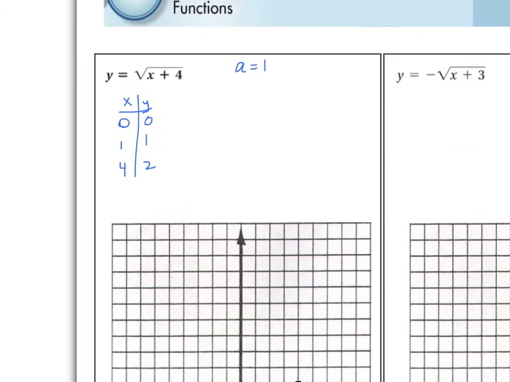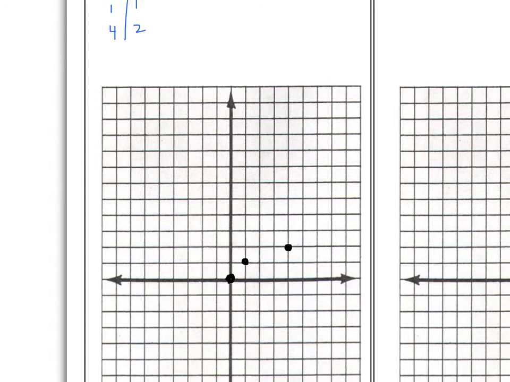And this shift right here, what does this shift tell me? This is an h value, so it's always going to be the opposite. So this tells me we're going to move left 4 units. Okay, so now I'm going to go back down to the graph, and I'm going to take each dot and move them left 4, and I'm going to put these in blue. So I move that dot left 4, I move this dot left 4, and I move this dot left 4, and now I have the curve of y equals the square root of x plus 4.